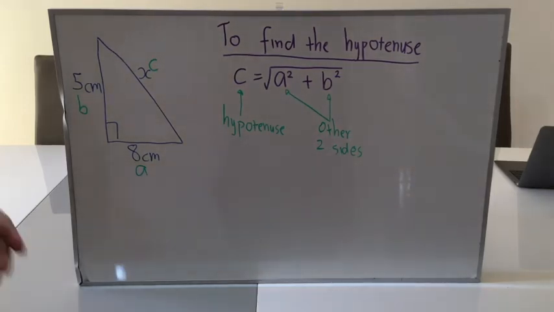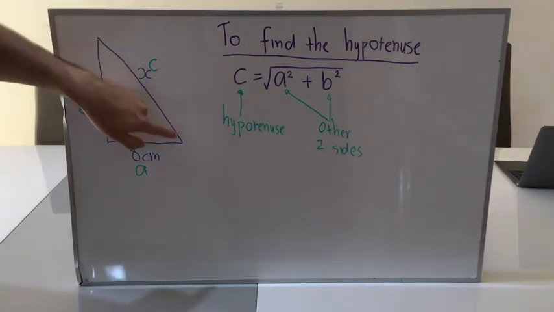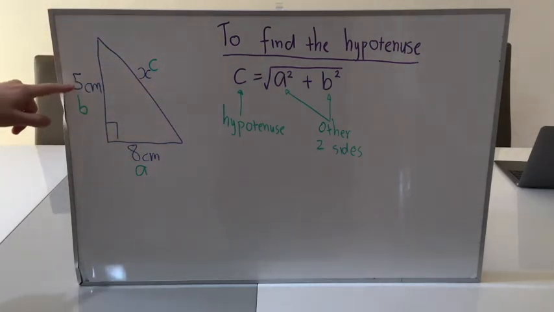Remember, it doesn't matter which one you call A and which one you call B, as long as you don't put it on the hypotenuse there. So if you have A there and B there, that's actually totally fine as well. You'll still get the same correct answer.